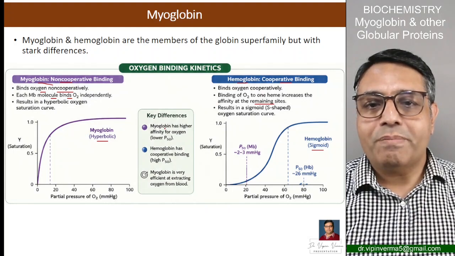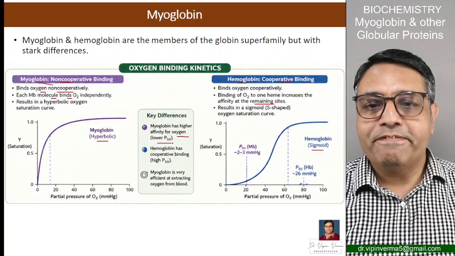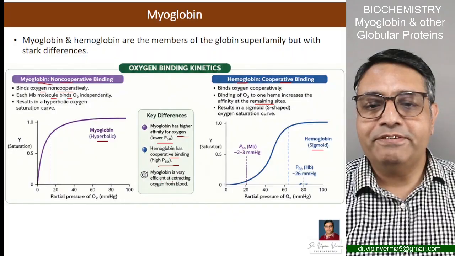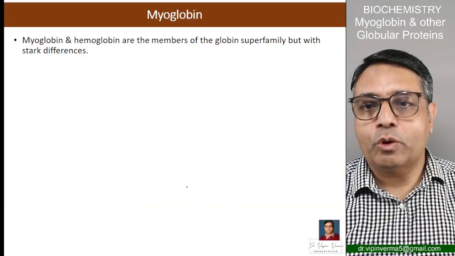Alright, so myoglobin has higher affinity for oxygen and lower P50, and hemoglobin has cooperative binding, it has a high P50. So myoglobin is very efficient at extracting oxygen from the blood, and that's its main job.